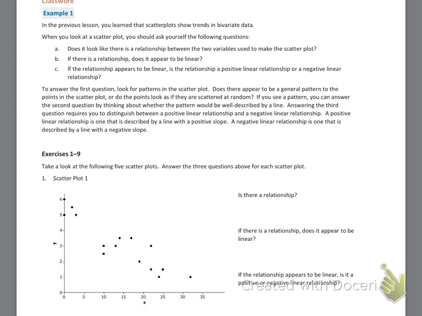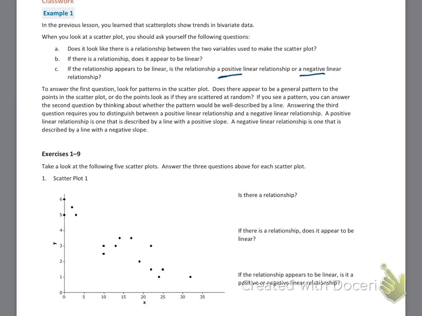Not every relationship will be a line. Some might be a clear pattern in the relationship, but it's curved. If the relationship appears to be linear, is it a positive linear relationship or a negative linear relationship? To answer the first question, we're going to look for patterns. We're going to ask ourselves these 3 questions on all of the exercises that we do today, so you'll become very familiar with them.